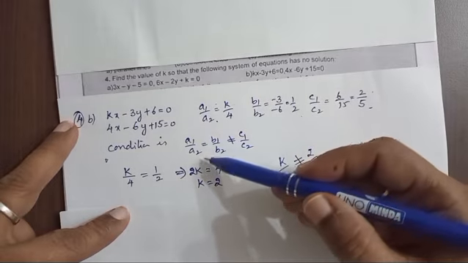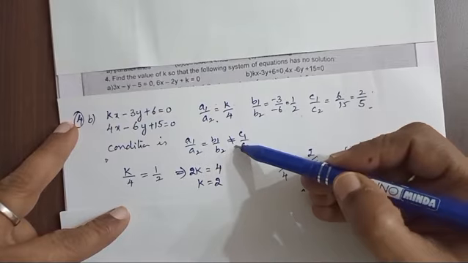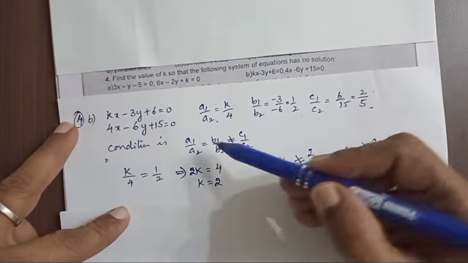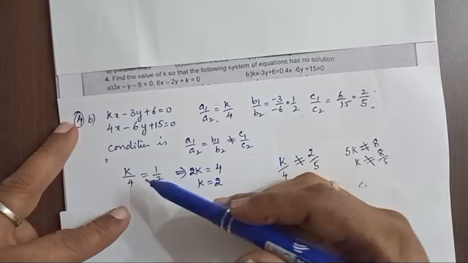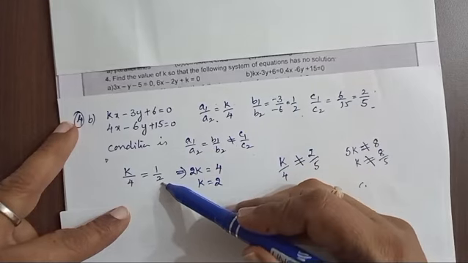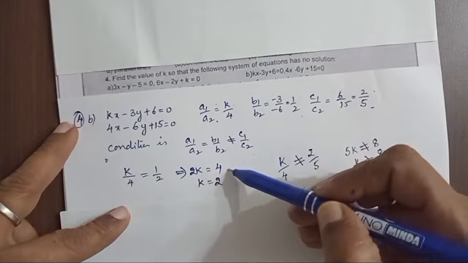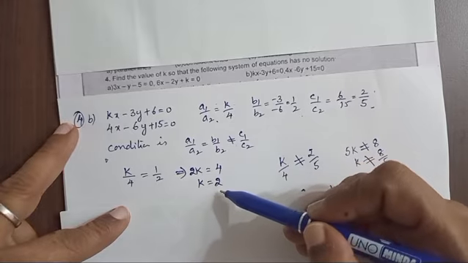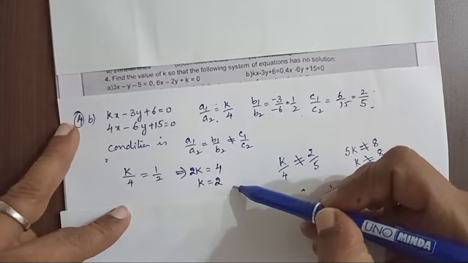The condition is a1 by a2 is equal to b1 by b2 is not equal to c1 by c2. Let me take this ratio. k by 4 is equal to 1 by 2. 2k is equal to 4, cross multiplication. Hence k is equal to 4 by 2, which is equal to 2.